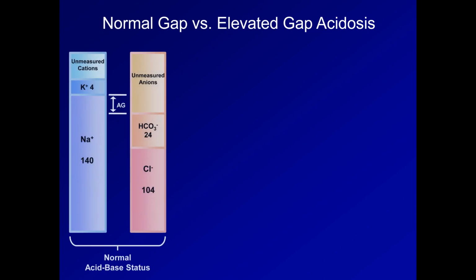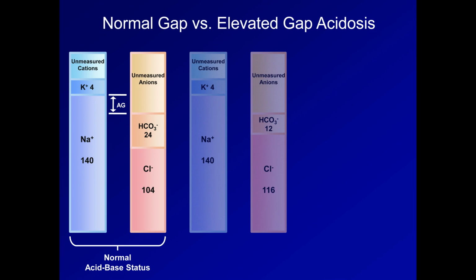Here is a representation of normal ions in blood. On the left are positively charged cations, and on the right are negatively charged anions. The anion gap is typically defined as the difference between sodium and the sum of bicarb and chloride. In this particular example, the acid-base status is normal, and thus the anion gap is equal to 12. In the next example, there is a deficiency of bicarb and an excess of chloride, such that the total of the two remains constant, thus the anion gap is the same.